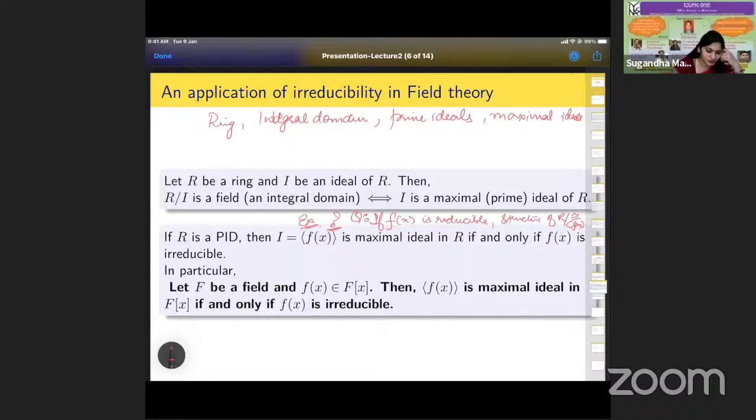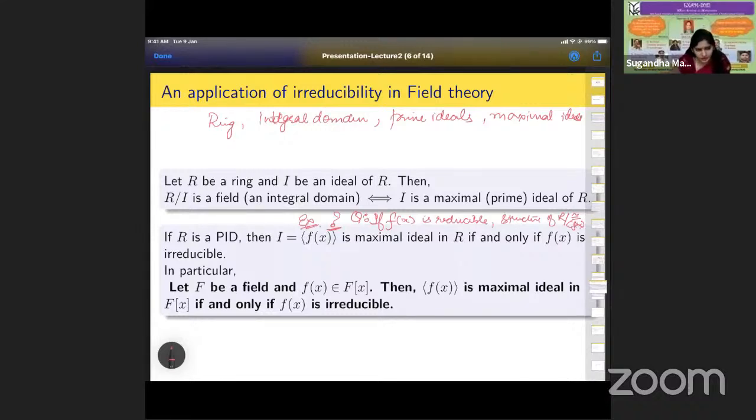Coming back to what we were doing, you have a PID, and in that you have an ideal generated by a polynomial, which will be maximal if and only if your polynomial is irreducible. In particular, if you take F as a field, you have all the good properties there, and F[x] happens to be a PID.